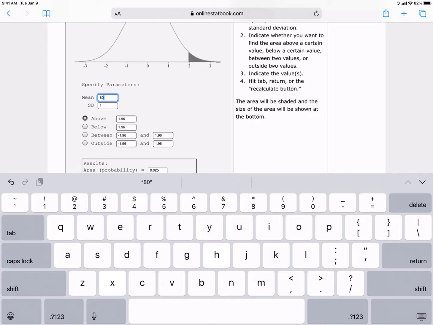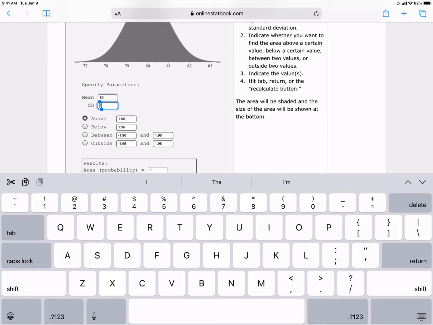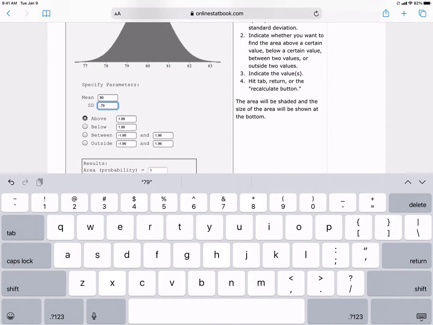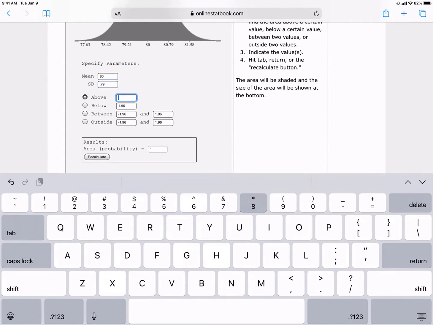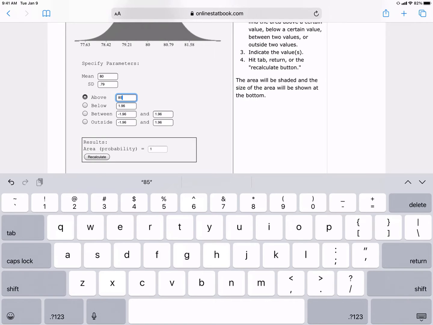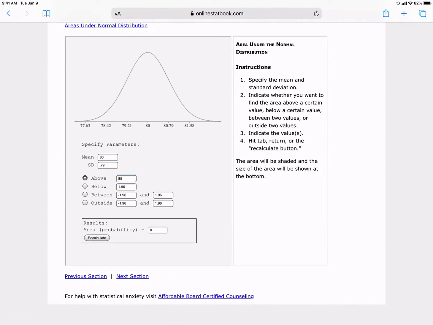That's one of the reasons I always draw a picture and think about what I'm doing before I pick up my calculator, because otherwise you would be tempted to put a 5 in this box, but instead we need to put 0.79 in that box. And we want the probability of being above 85. And when we calculate that, notice it comes out to be 0. You can see in the picture that it provided the scale that I was providing for you in the drawing that I was making. And you can see that 85 would be off the chart to the right. So in other words, very close to 0.